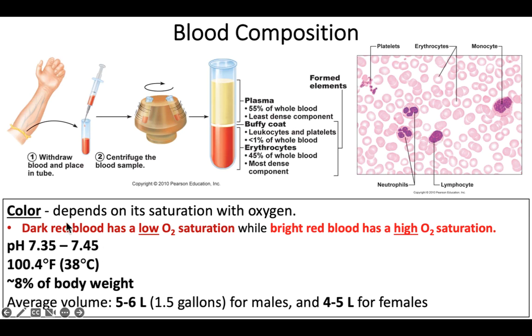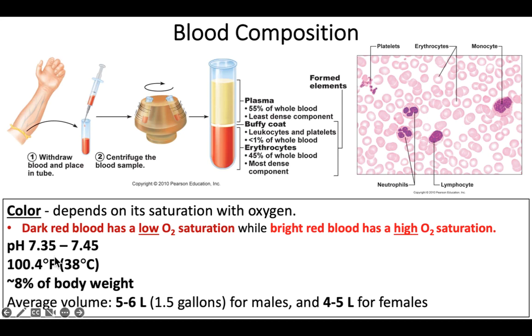pH. The normal pH of blood should be 7.35 to 7.45. That's a very important characteristic of blood, is its pH. If it gets below 7.35, we call that acidosis because it's going more towards the acidic side of pH, which is a lower number. If it goes above 7.45, we call that alkalosis because the higher the pH, the more alkaline or basic the blood is.